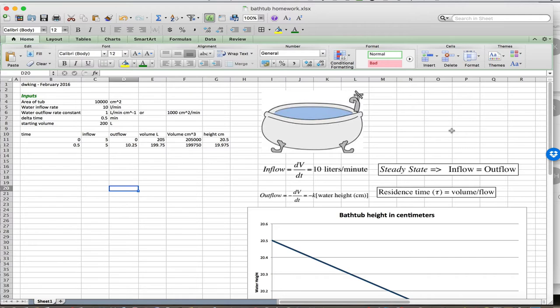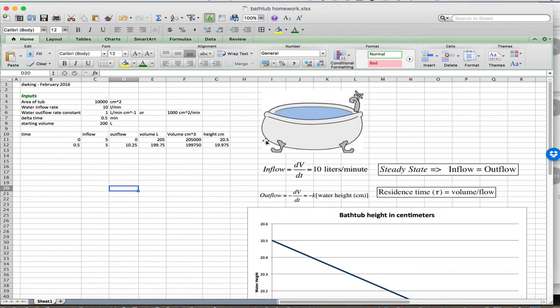So, if you remember from the homework assignment, the goal of this exercise is to calculate the steady state water level in a bathtub. The concept of steady state is important in many environmental systems, including atmospheric chemistry, limnology, and ecology. So the inputs that I need: I need to know the area of the tub.